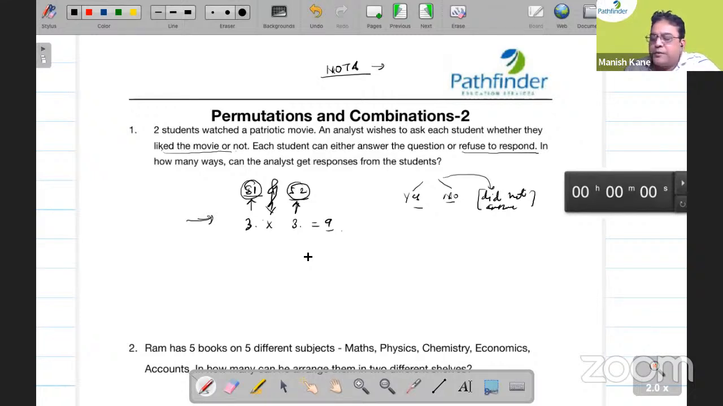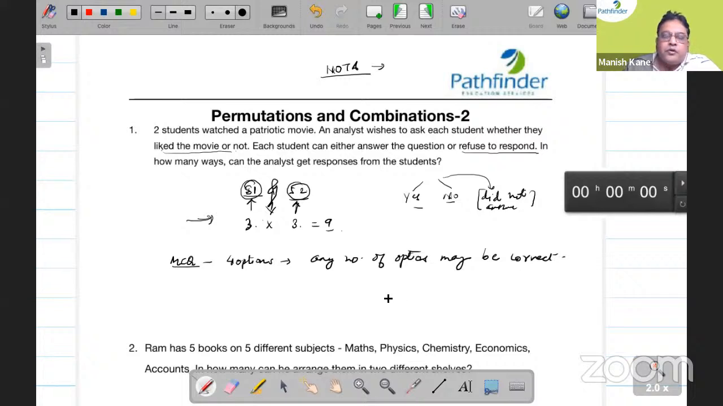Now, let me pose to you a similar question. Suppose a person has to answer a multiple choice question, which has 4 options. Okay? Any number of options can be correct. So in how many ways can a person answer such a question? Let us see how many of you are able to answer. So it's a multiple choice and multiple option answer question.